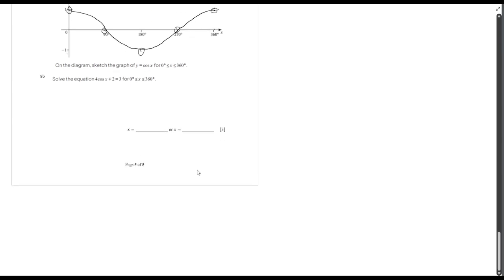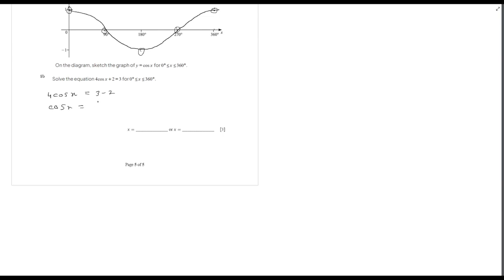Now here, the last question, the equation is given: 4 cos x plus 2 is 3. So from here you can work out the value of 4 cos x. The value of 4 cos x will be 3 minus 2, and therefore the value of cos x is 1 by 4, and therefore x is equal to cos inverse 1 by 4.